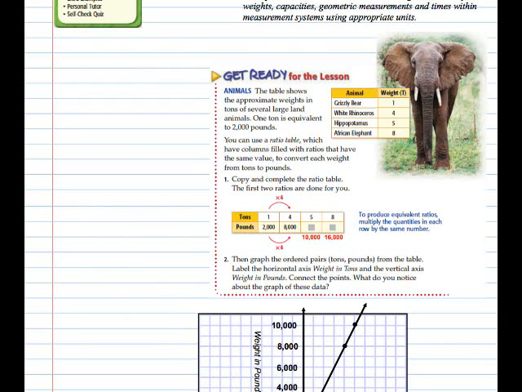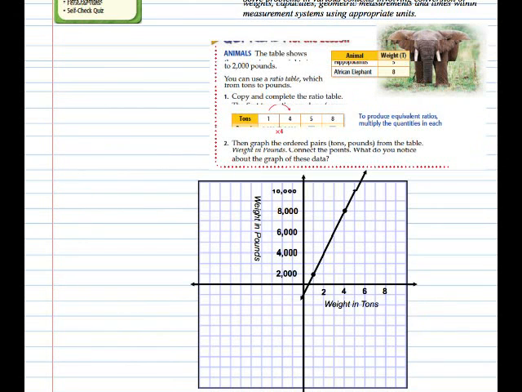Then graph the ordered pairs, tons, pounds, from the table. Label the horizontal axis, weight in tons, and the vertical axis, weight in pounds. Connect the points. What do you notice about the graph of these points?